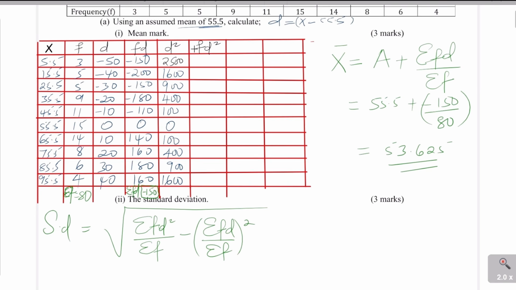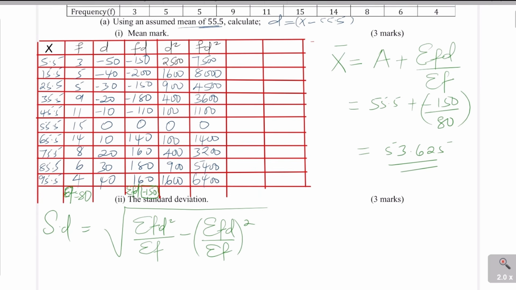Then get F multiplied by D squared. So you're taking this column multiplied by this. So it is 3 multiplied by 25. That gives 7500. The next one is 5 times 16, that is 8000. 5 times 900, that is 4500. 9 times 4, that is 3600. 11 times 10, this is 1100. This is a 0. 1400, 3200, 3200, and then we have 5400, and then we have 64.